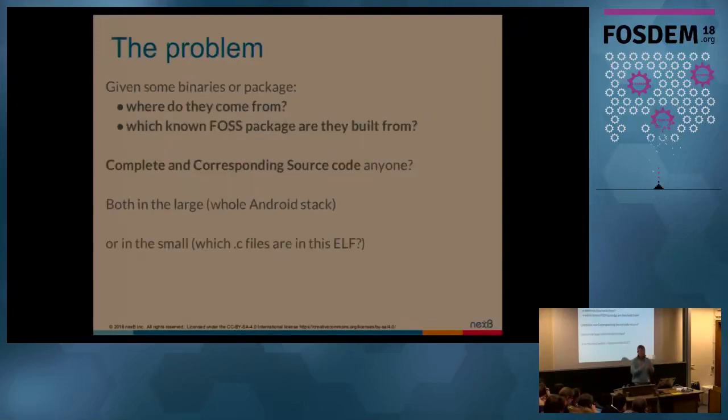So now, let me state the problem: given some binary or package, I want to know where they're coming from, and eventually which known open source package they're built from. I want also to trace exactly what's the complete corresponding source code, which is more of a legalistic term that applies to the GPL. And I want to do that eventually in the large, for large complex builds like a whole device, or in the small, which is I'm targeting single binaries and I need to understand exactly what gets into it. Does that make sense so far?